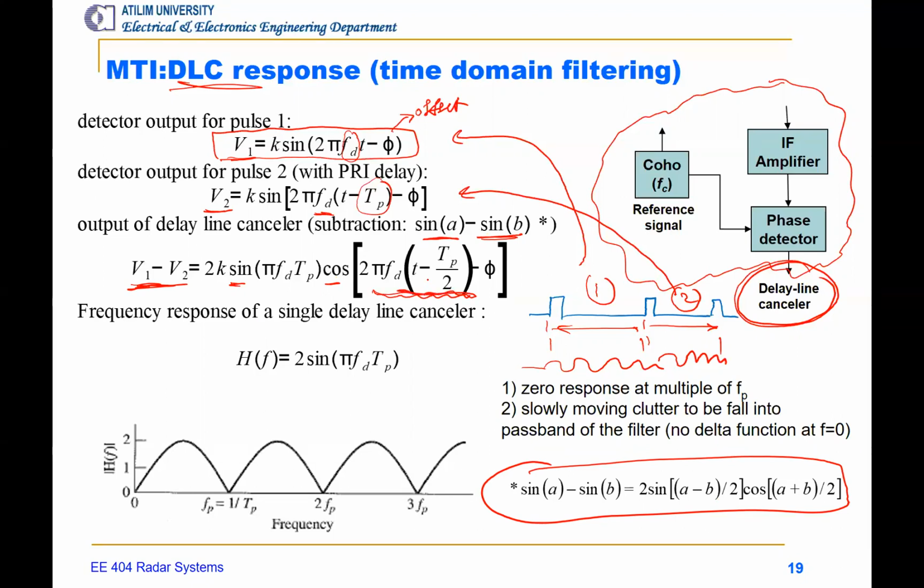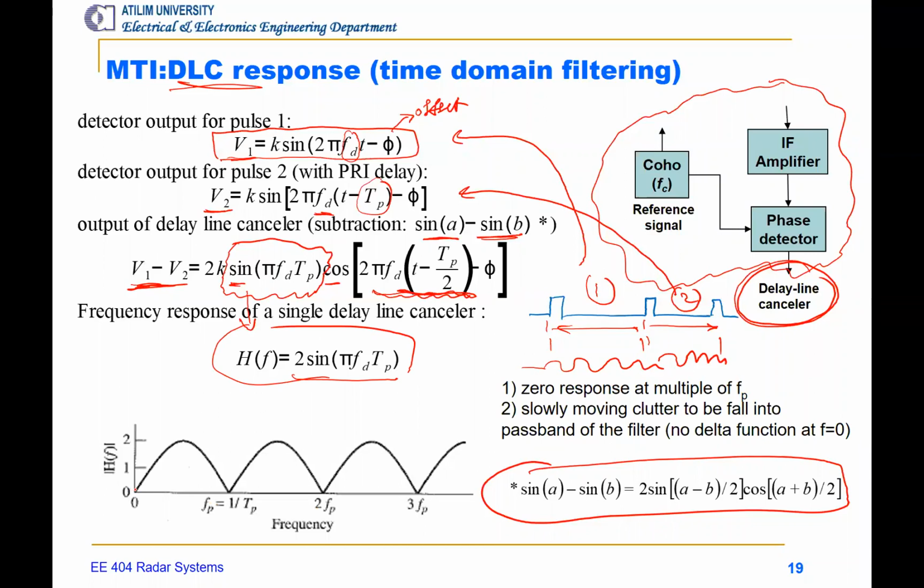Now, as you can see, this is the signal that we already received. So this is not about the difference. This is about the transmitted signal, just 2 pi ft. And there is another component here, which shows us the response of the DLC, the result of the operation. So this can be written as the transfer function of the DLC, delay line canceller. This is 2 times sine pi ft tp.